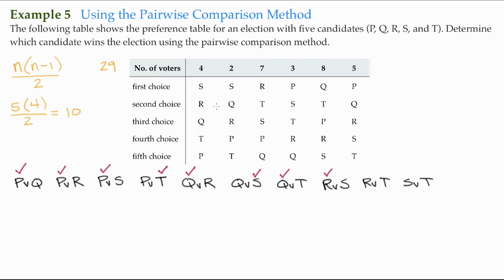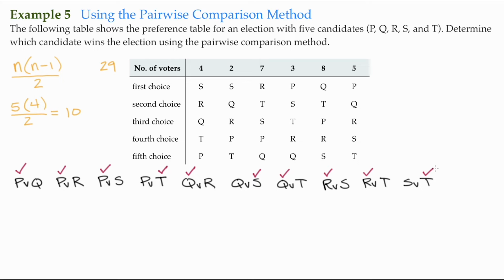R versus T. R wins here. There's 4, 6, 13, and 5 more. That's 18. So R wins here. And then we compare S and T. T does not win here. T does not win here. But T wins here. Here's 7. T wins here. Here's your 15. There's your majority right there. So then T wins.